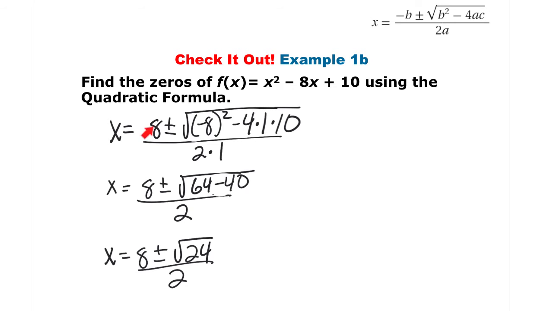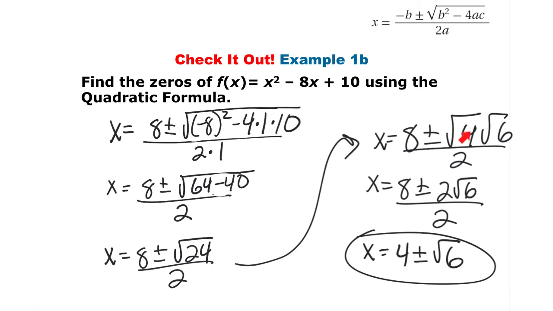Okay, at this point, I've plugged in everything for my A, B, and C into my quadratic formula, and I've started simplifying. Here, I'm simplifying under the radical, same right here, and I just have to keep on simplifying. From this point, I broke up the square root of 24 into the square root of 4 times the square root of 6. Square root of 4 is 2. And then here, I did divide everything by 2 to simplify it even more. 8 divided by 2 is 4. 2 divided by 2 is just 1. And so I end up with 4 plus or minus the square root of 6.